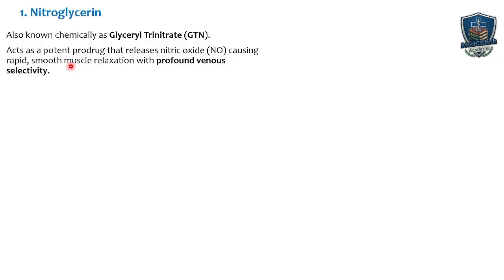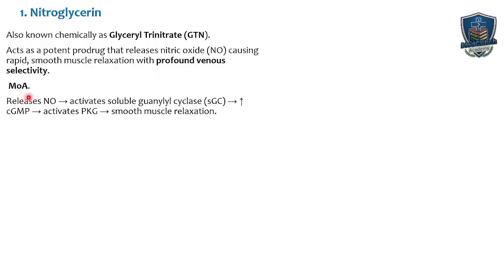When this happens, they will lead to smooth muscle relaxation and profound venous selectivity. They tend to cause more venodilation. I've explained how this happens. When you release nitric oxide, you're going to activate soluble guanylyl cyclase. If you activate the soluble guanylyl cyclase, you're going to increase cyclic GMP. If you increase cyclic GMP, you're going to activate PKG. PKG is the principal mediator that leads to the vasodilation and leads to smooth muscle relaxation.